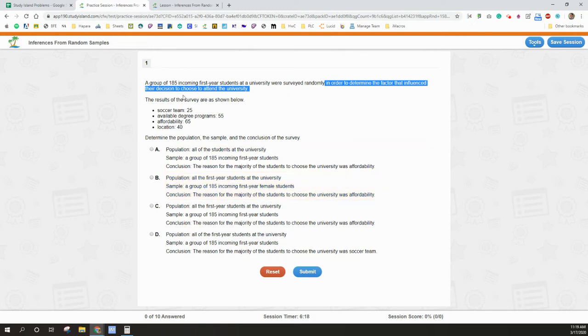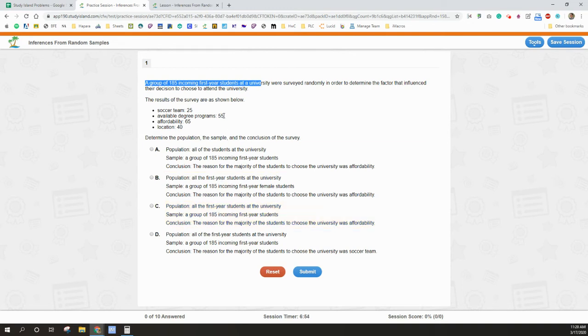Next, the sample. The sample is who they actually asked. They care about all the first year students, but they only asked 185 of them. So we're going to go ahead and choose 185 students. If we look at B, it says a group of 185 incoming first year female students. Does it say anywhere in here that the 185 students they chose were female? No, it does not. So B does not work anymore. C also identifies the population as all the first year students at the university, just like B does, but it says a group of 185 incoming first year students. That identifies the correct sample.